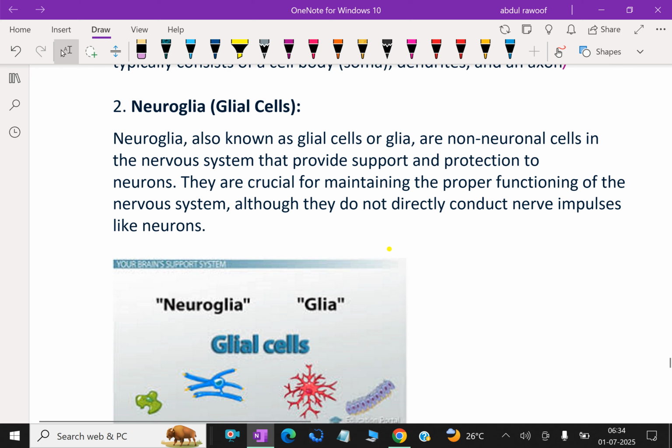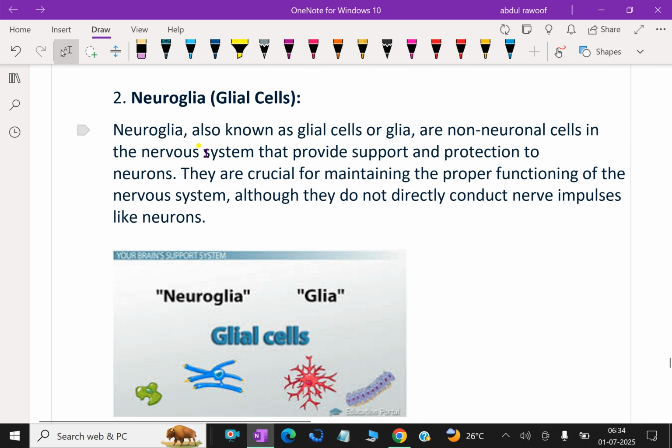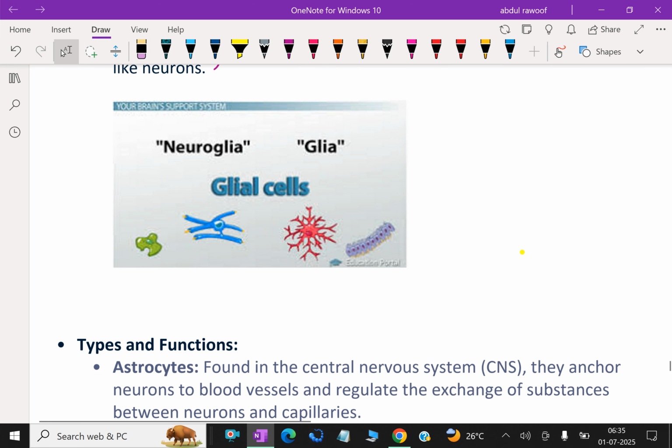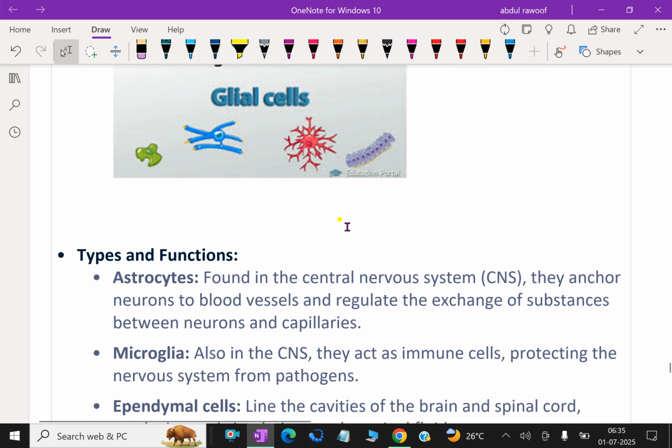Neuroglia, or glial cells. Neuroglia, also known as glial cells or glia, are non-neuronal cells in the nervous system that provide support and protection to neurons. They are crucial for maintaining the proper functioning of the nervous system, although they do not directly conduct nerve impulses like neurons. The types and actions of neuroglia.